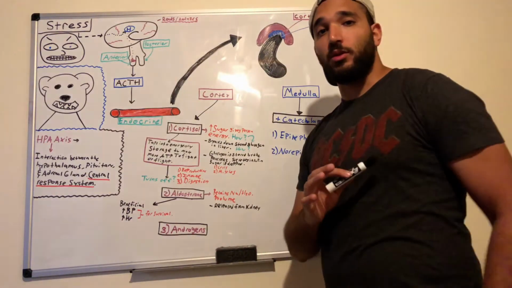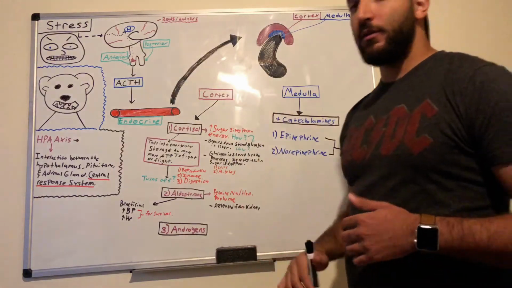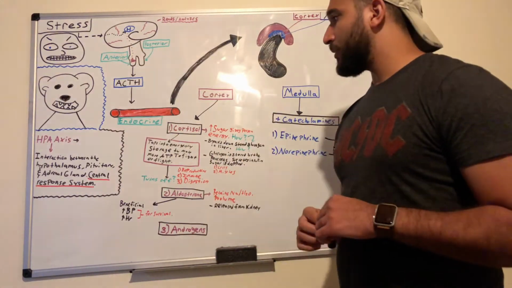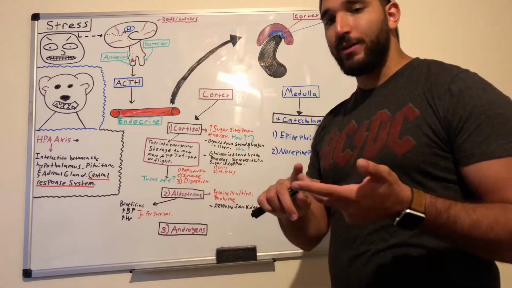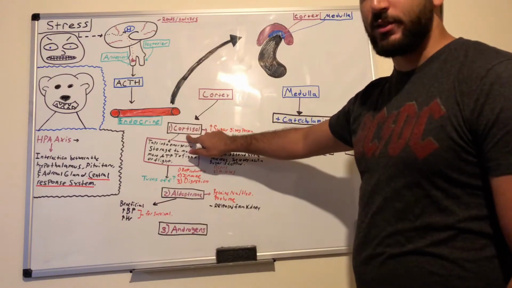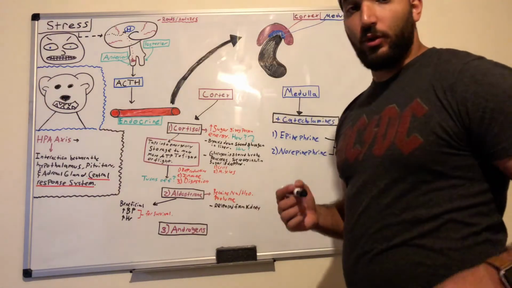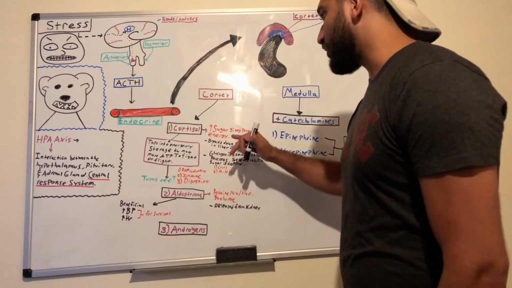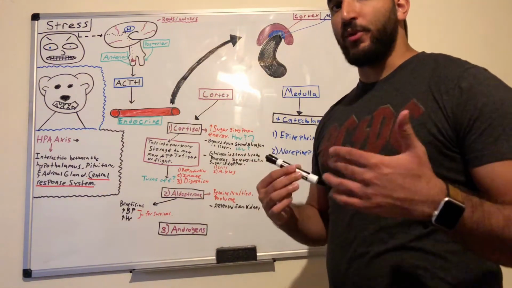These two structures have different functions. First off, let's talk about the adrenal cortex. The adrenal cortex secretes three main hormones: sugar, salt, and sex. Sugar is cortisol. Cortisol is going to increase the amount of sugar that's ultimately going to give a person energy.